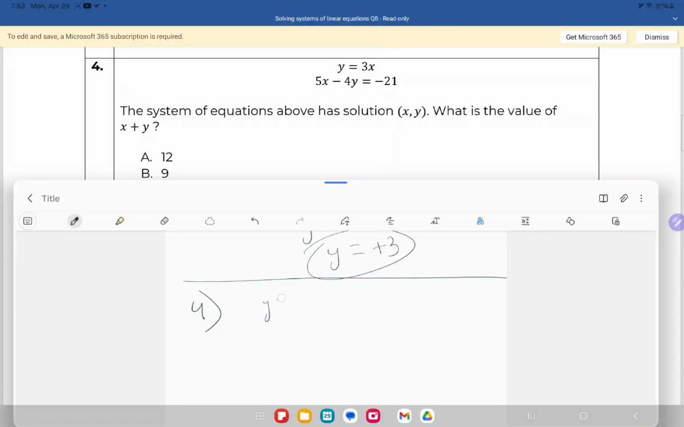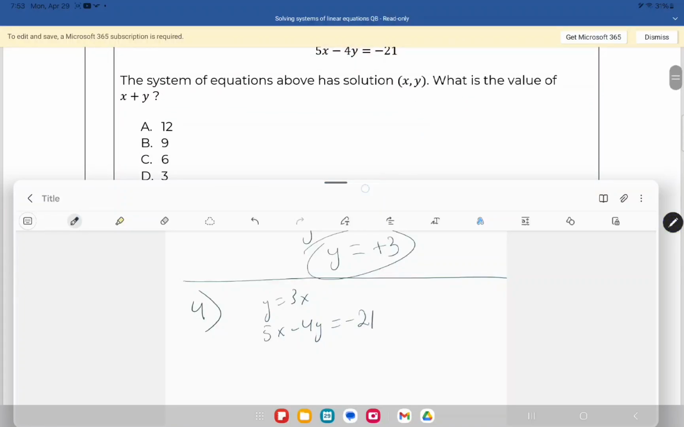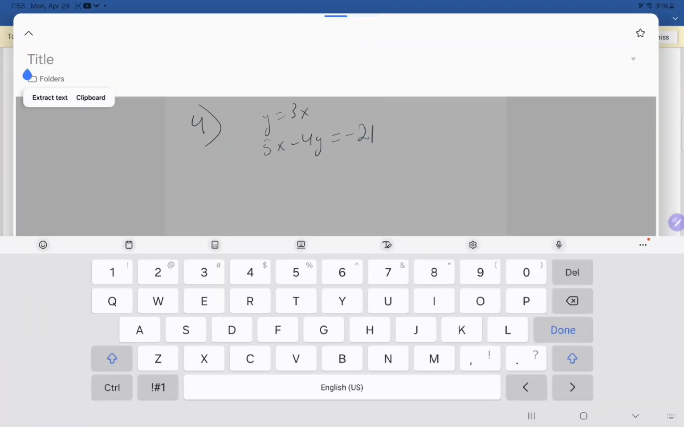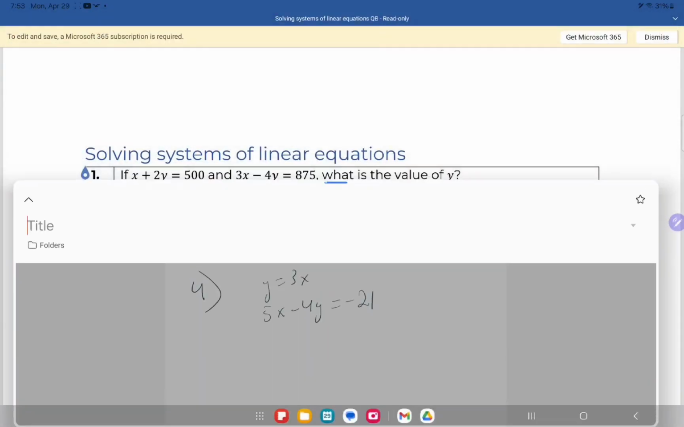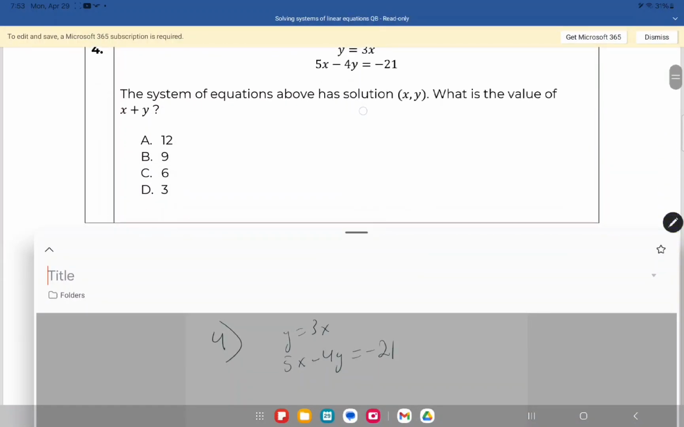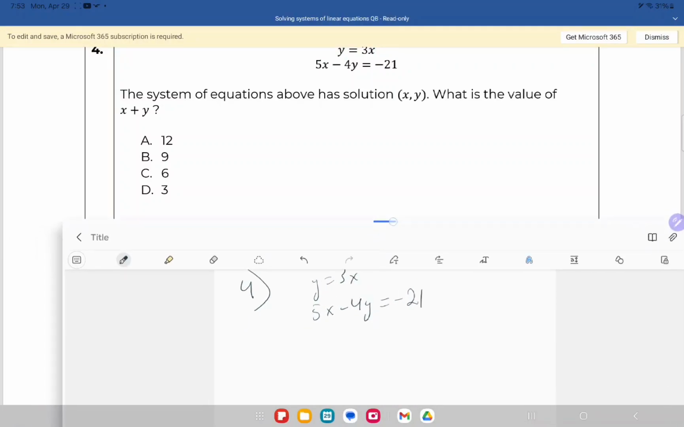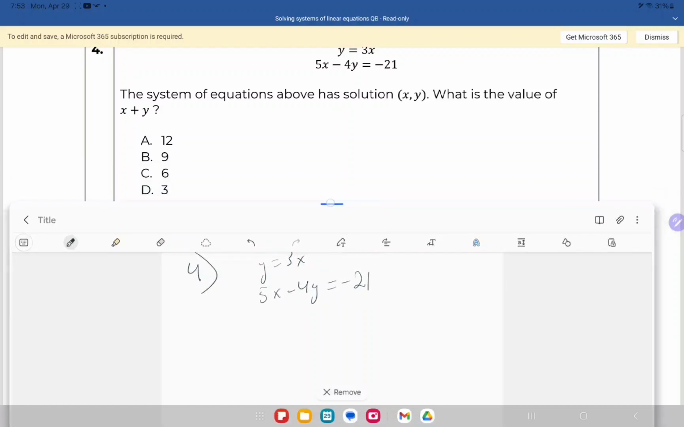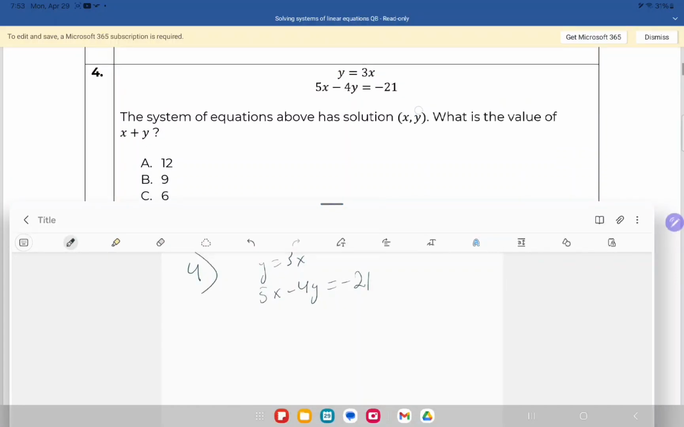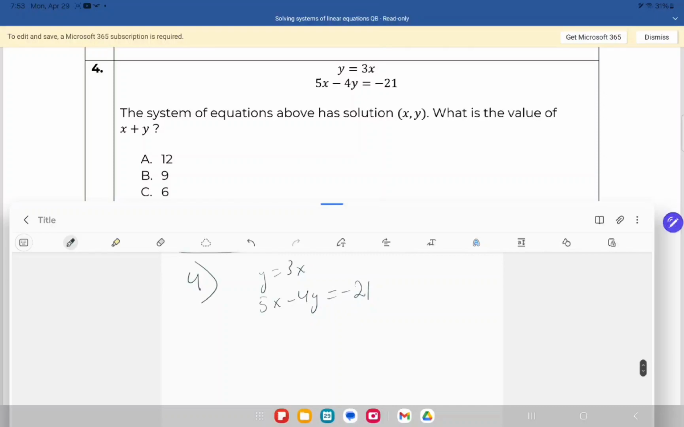Number 4, I've got y is equal to 3x, and 5x minus 4y is equal to minus 21. The system of equations above. What is the value of x plus y? So I want to find the value of x plus y.